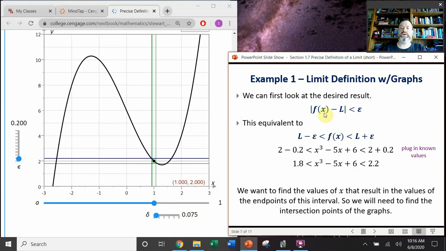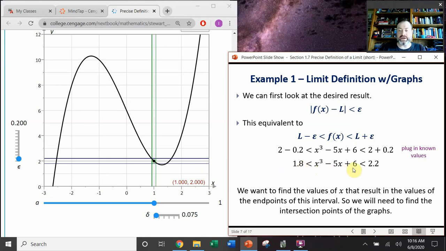So what we do is we take our desired result. We want this distance between f of x and L to be less than epsilon. So we plug everything in, right? We know L, we know epsilon, we know f of x. Just plug in everything you know, and then simplify. And then you end up with this, right?